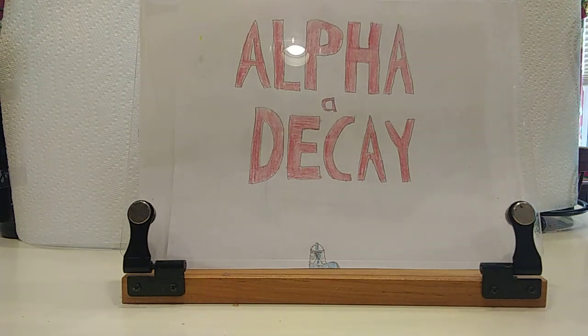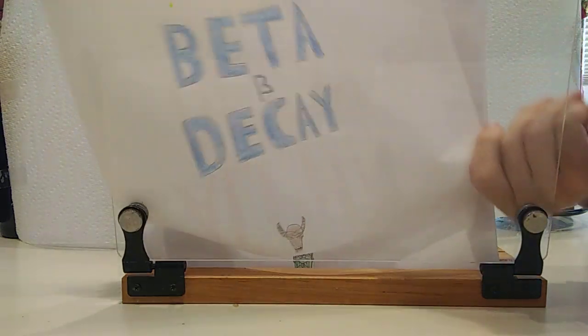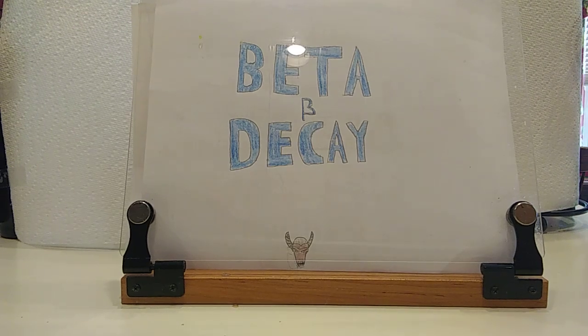Alpha decay is pretty harmless. It emits what's basically a helium nucleus when it's decaying. It can be stopped by something like a piece of paper or cloth. Now, next you have beta decay. Beta decay has a little bit more energy than alpha, and when it decays, it emits electrons. It can be stopped by something like aluminum foil.